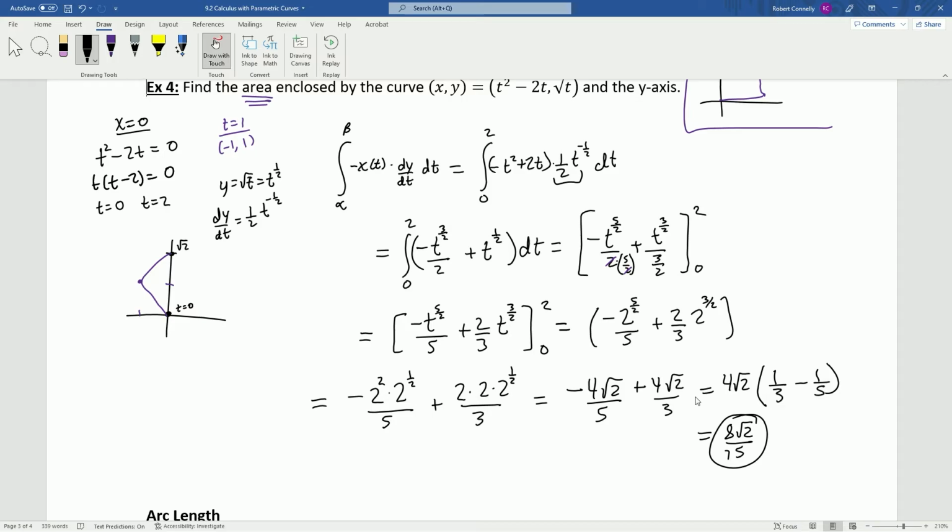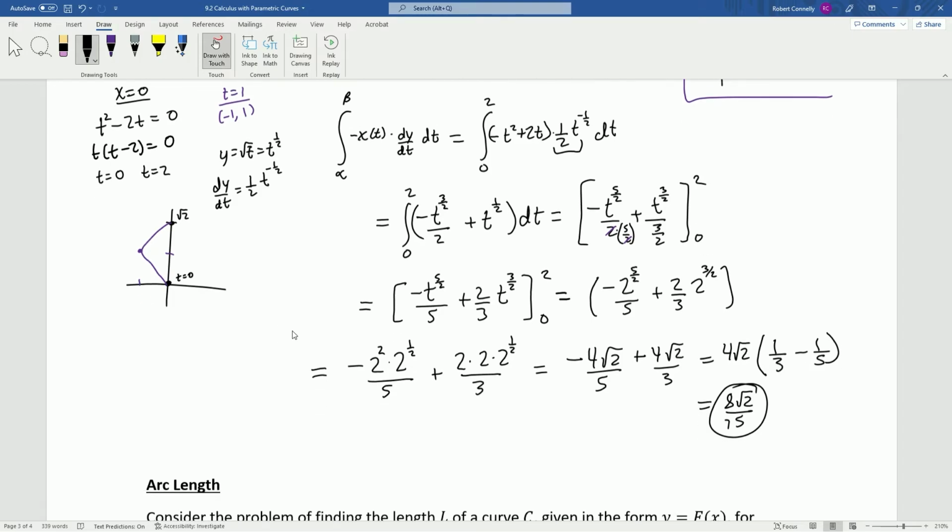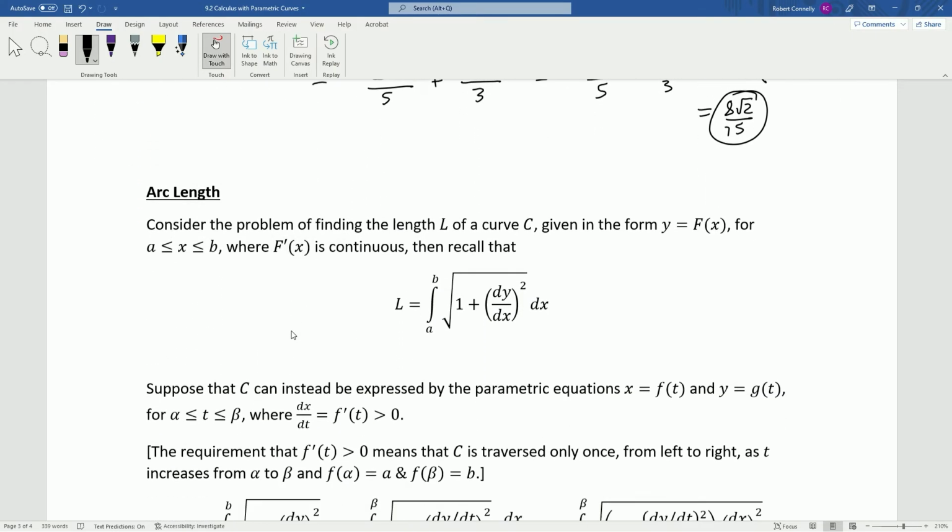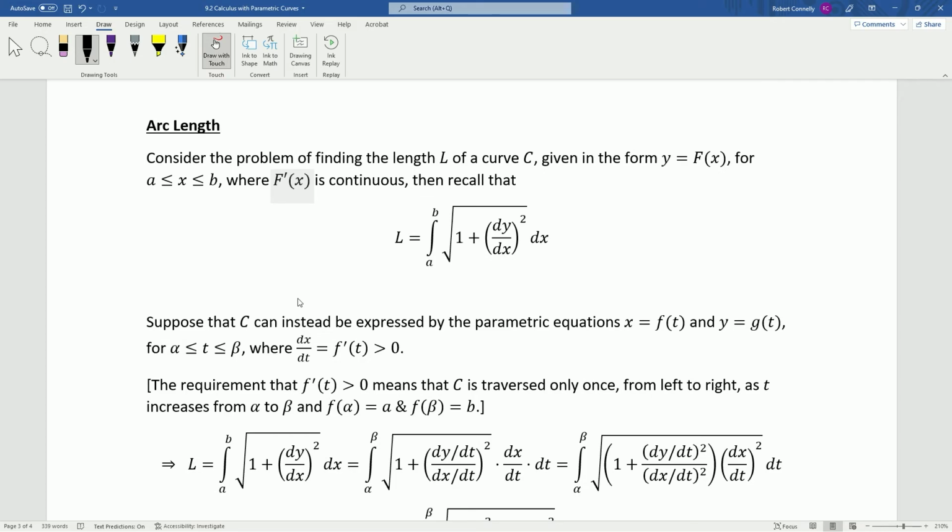All right, that's it for example 4. This is a little bit of a tougher one. You really got to watch out for interpreting that graph correctly. So let's move on to the problem of finding arc lengths.